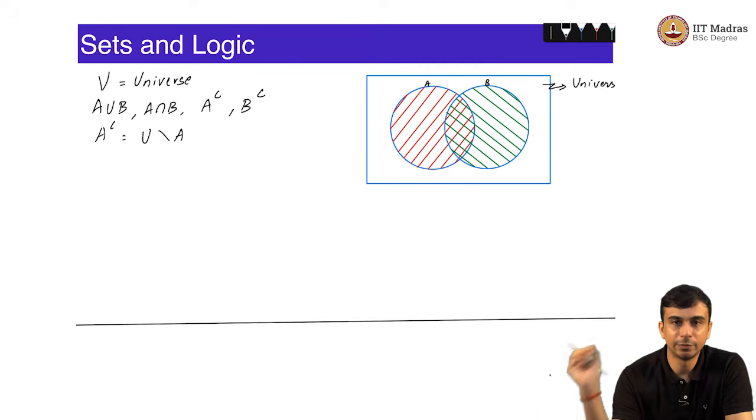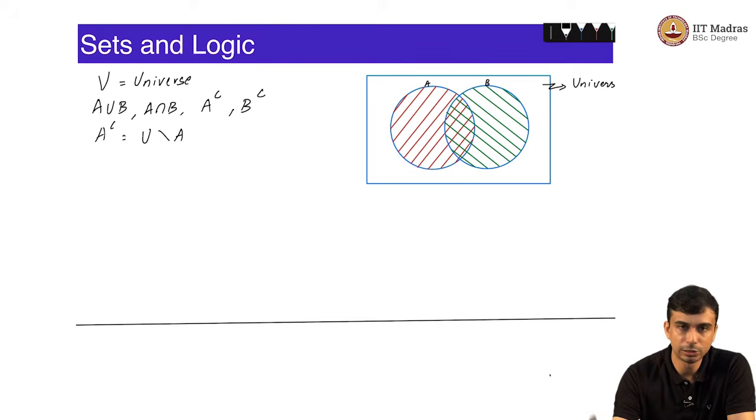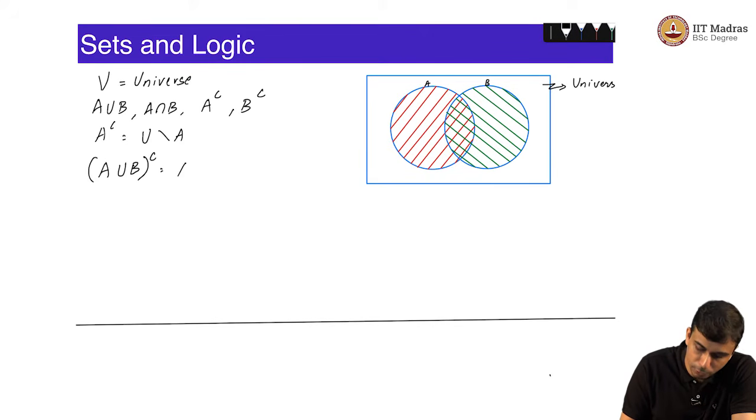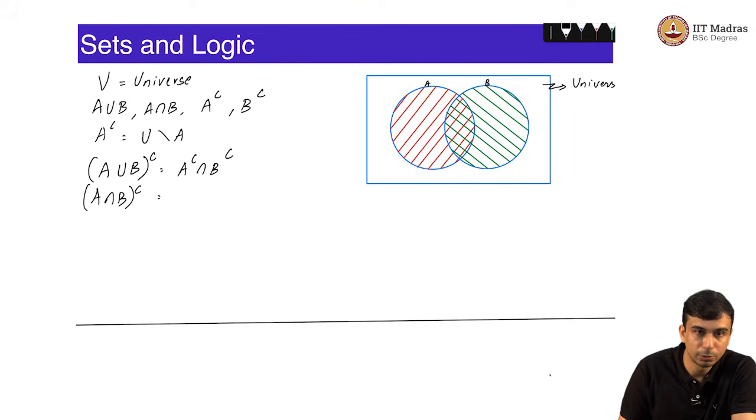With the Venn diagram, you might have seen De Morgan's laws, which are basic laws of logic essentially. What does it say? It is a pair of two equations: A union B, the whole complement, is equal to A complement intersection B complement, and similarly A intersection B, the whole complement, is equal to A complement union B complement.